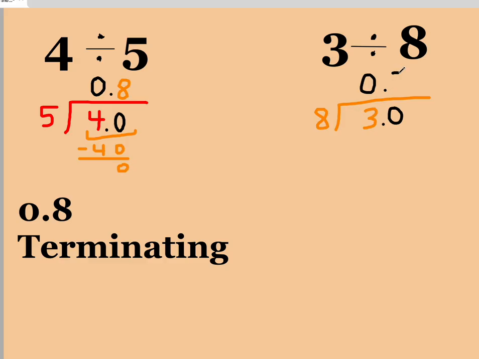8 times 3 is 24. 8 times 4 is 32. So 4 would be too much. So I'm going to go 3 times. 3 times 8 is 24. I'm going to subtract and get 6.